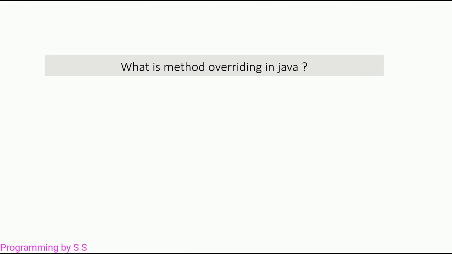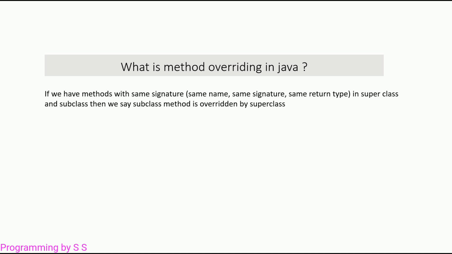What is method overriding in Java? Now I'm going to explain it in theoretical parts. If we have a method with the same signature, meaning same name, same parameters, and same return type, in the superclass and subclass, then we say the superclass method is overridden by the subclass method.